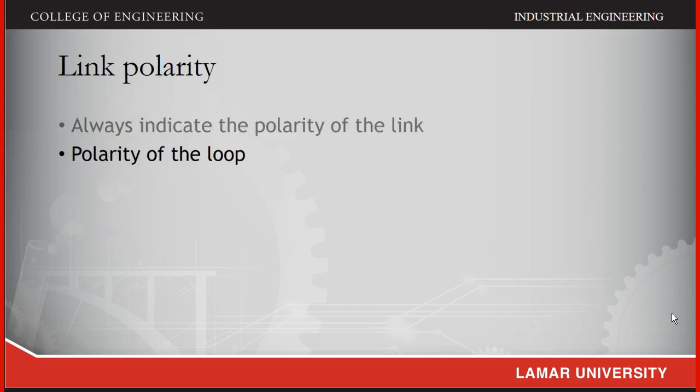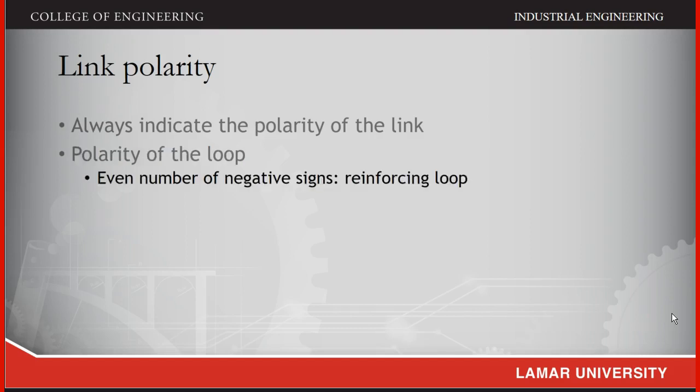Besides indicating the sign of the link itself between two variables, we should also indicate the polarity of the loop. In order to indicate the polarity of the loop, we need to identify if it's a reinforcing or a balancing loop. How do we know that? Well, all we need to do is count the number of negative signs we have in the loop. If we have an even number of negative signs, it will be a reinforcing loop, because every negative sign paired with another negative sign balance as if it was a positive loop.